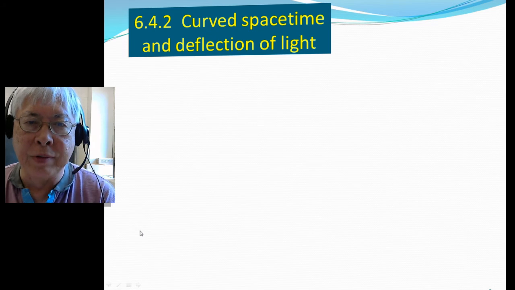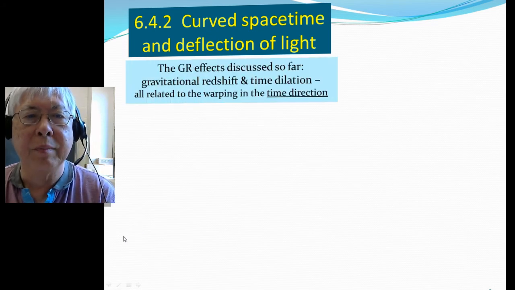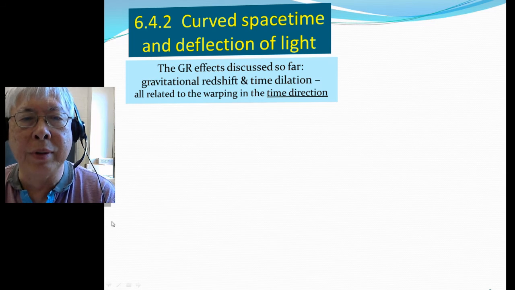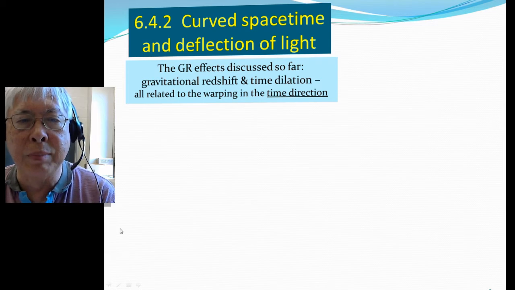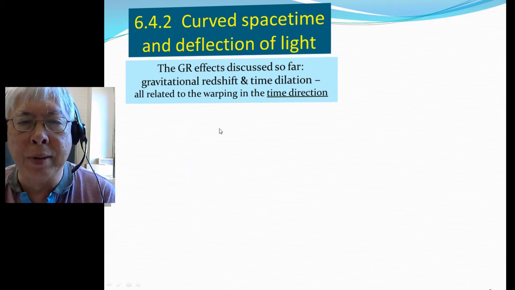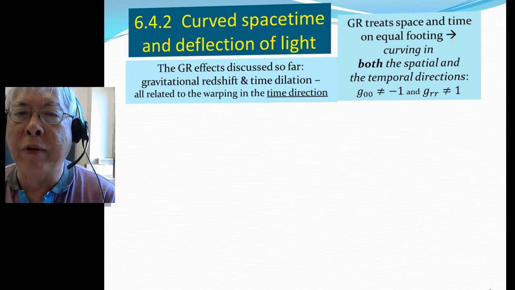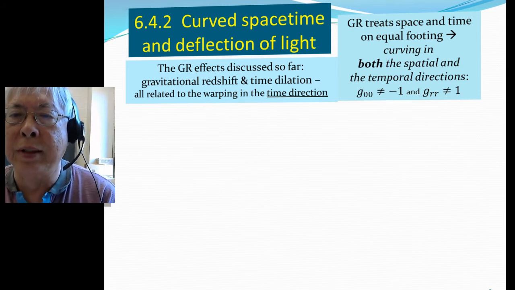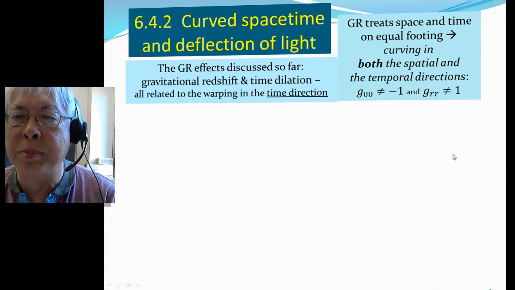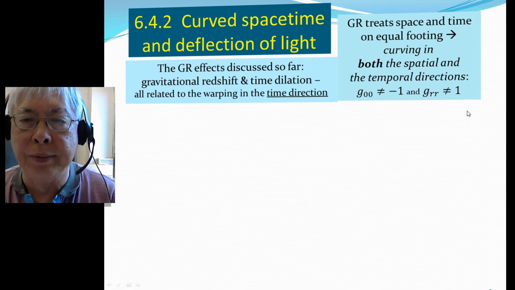So first, we're going to talk about deflection of light. The GR effects we discussed so far, based on the equivalence principle, were gravitational redshift and time dilation. These all relate to warping of space-time in the time direction. Geometry treats space and time on equal footing, which means if you have curvature in the time direction, you should also have curvature in the spatial direction. This is in fact reflected in g_00 by its deviation from the flat space value of minus 1, and g_rr also deviates from the flat space value of 1.